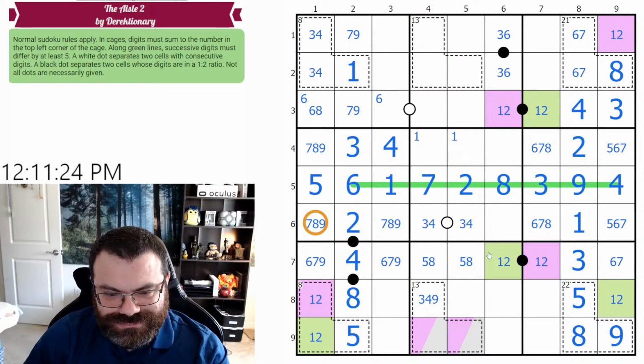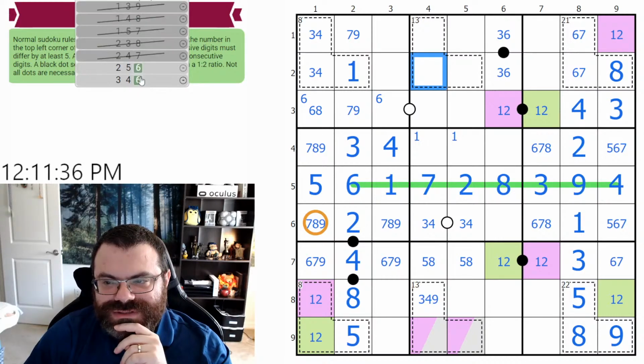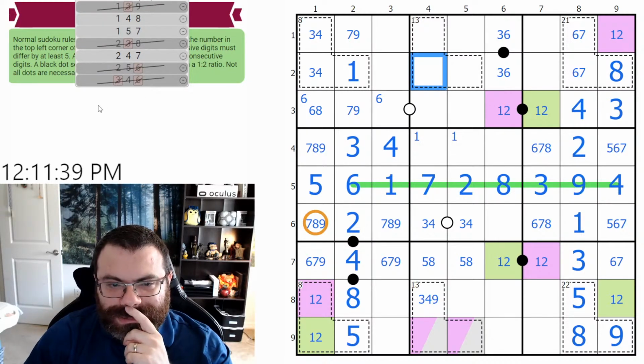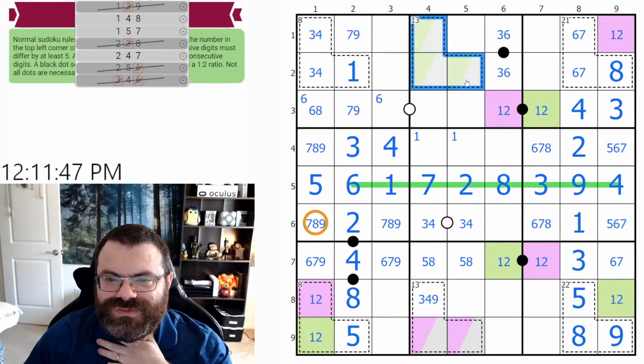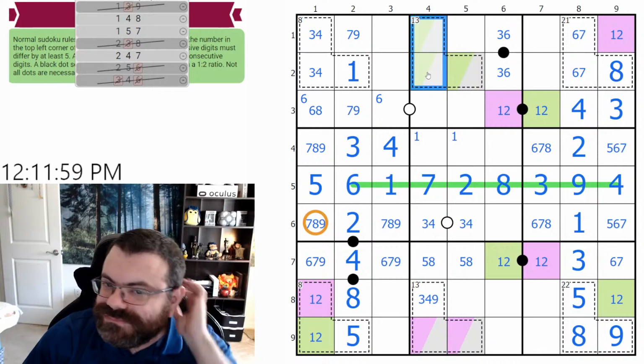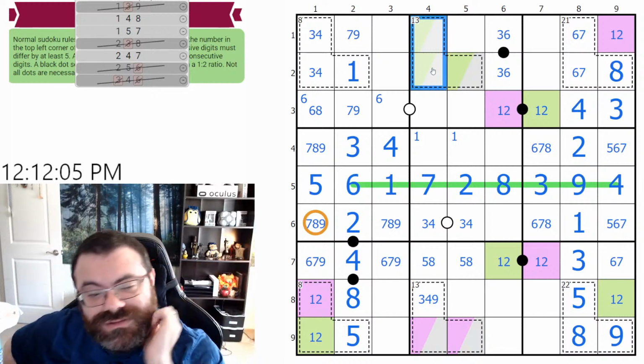Let's see. $13 cage in box 2. Okay, well, it can't have 3 or 6. It's got a green in it. We know that. So if green were 2, it would have to be 2, 4, 7. Does 2, 4, 7 break? This would be the 7. And this would be 2, 4. I don't see that breaking immediately.